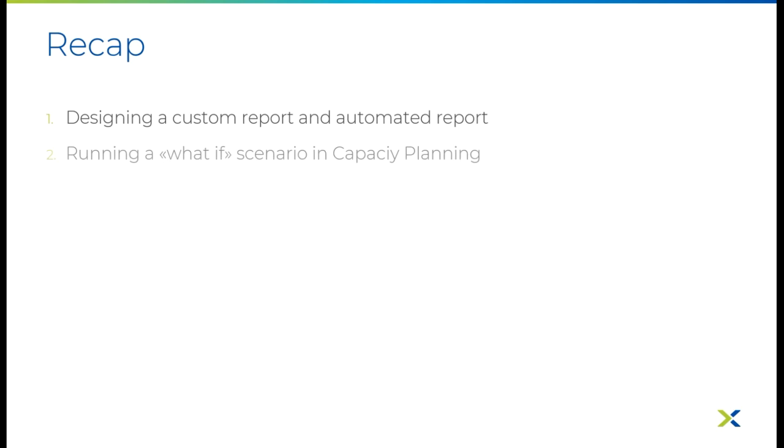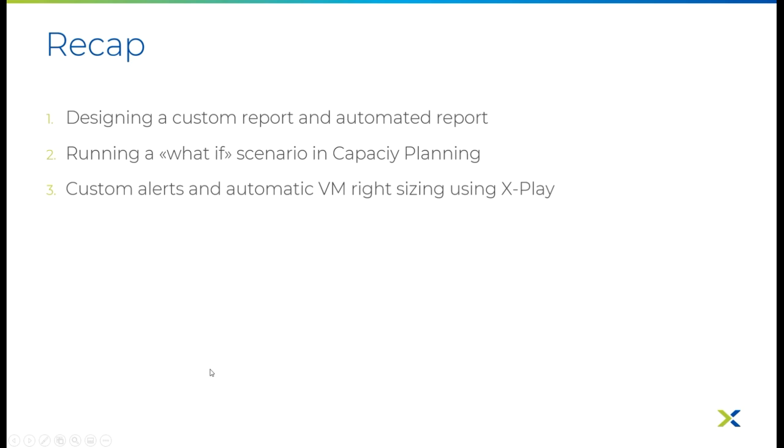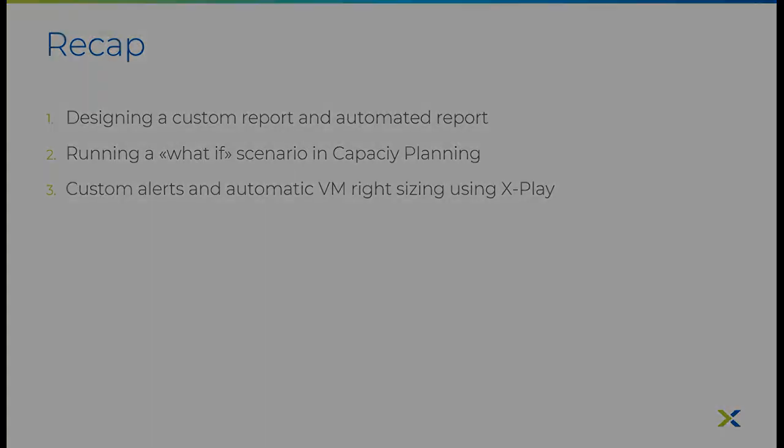Well, just a little recap of this Prism Pro session. Firstly, we designed and customized a report and automated this report. The second part was running a what-if scenario using capacity planning and forecasting. And lastly was the custom alerts and automatic VM right sizing using the X-Play feature. So using playbooks to automate, without any code, some VM right sizing or some alerts.